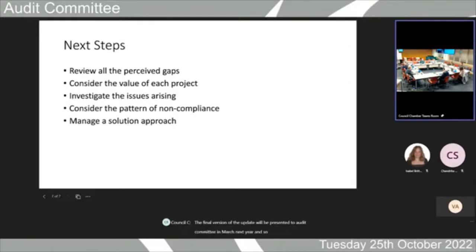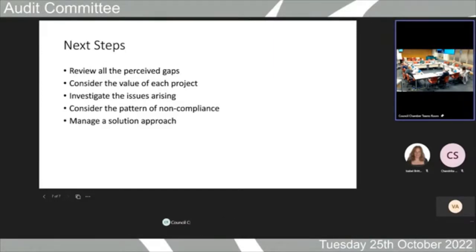And so in the meantime, the next steps that I'm suggesting, as you all know, this is my last week working with Hart, so I'll be handing over to Graham Clark, who's sitting in the public gallery at the moment. The steps that will need to be undertaken over the next few months will be to review all of those perceived gaps, because we don't know that they're actual gaps at the moment. They're just my perception of where there might be gaps.